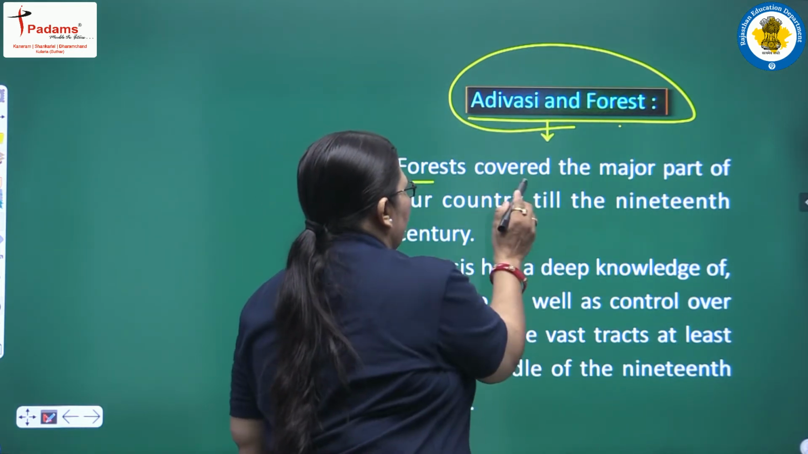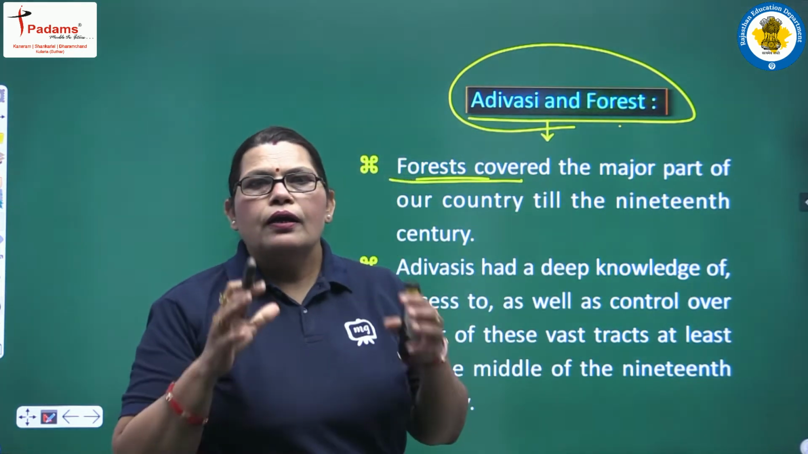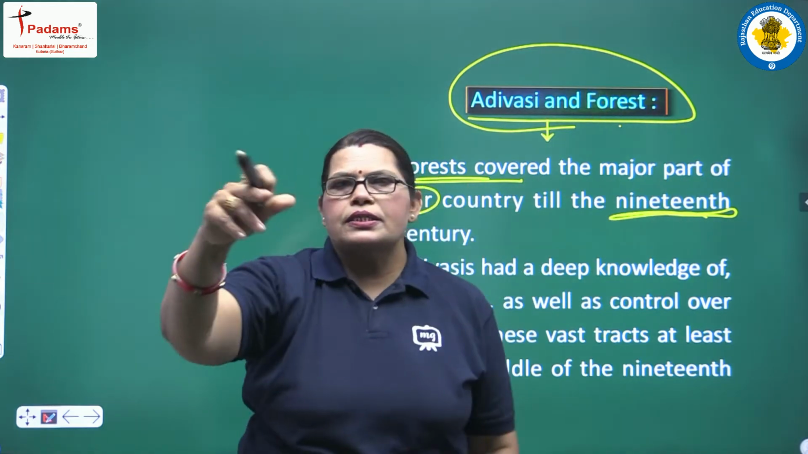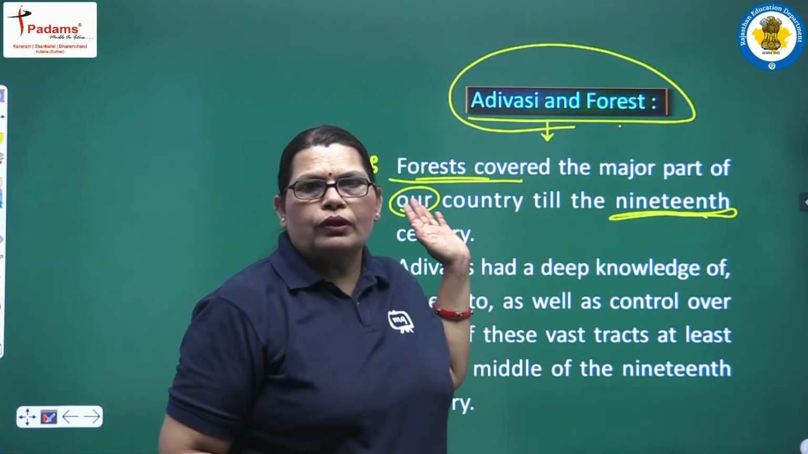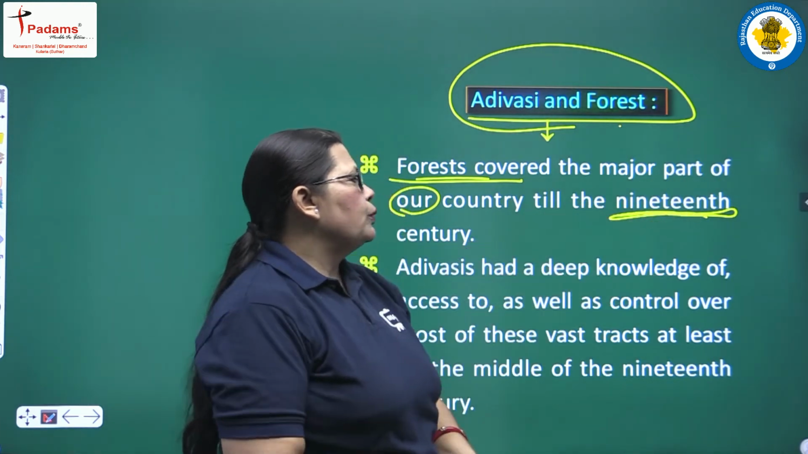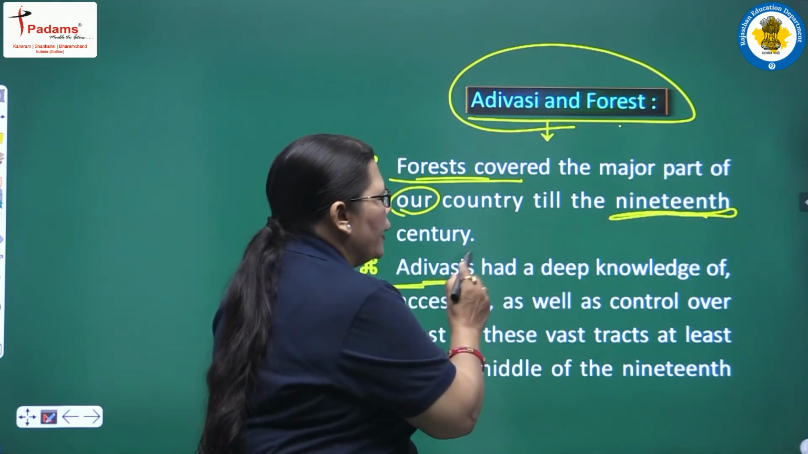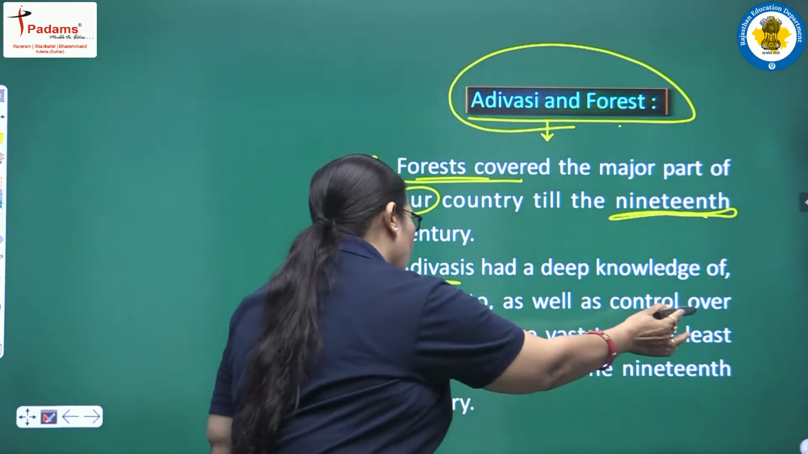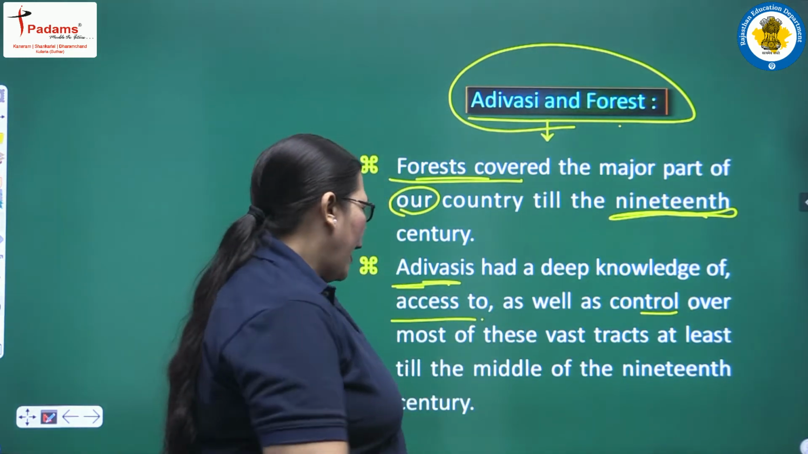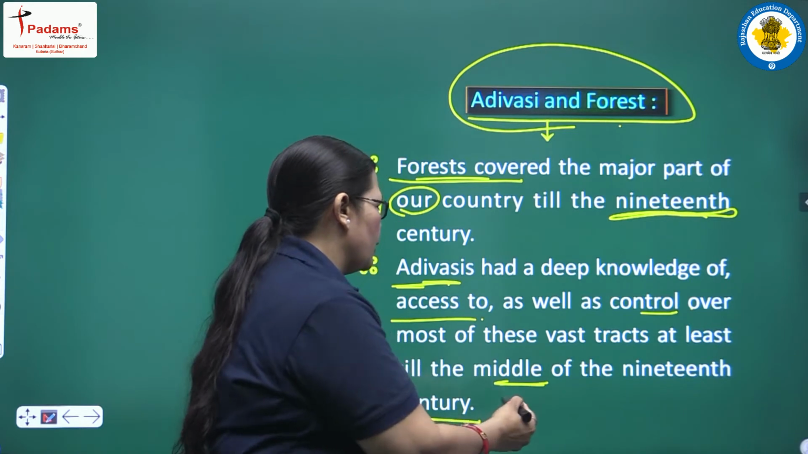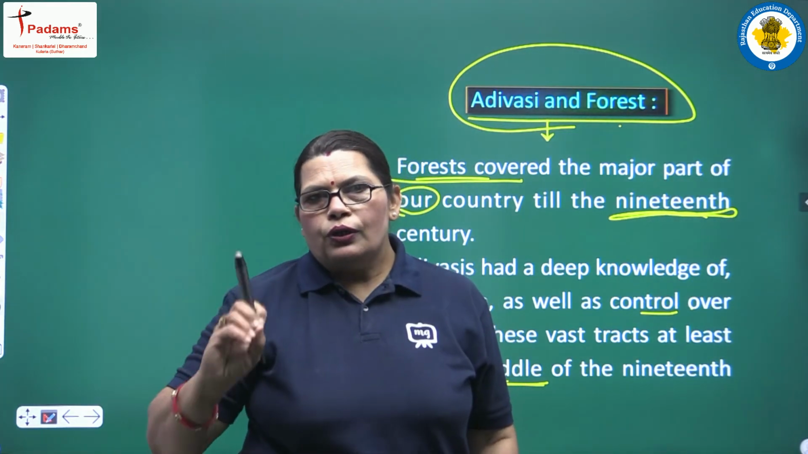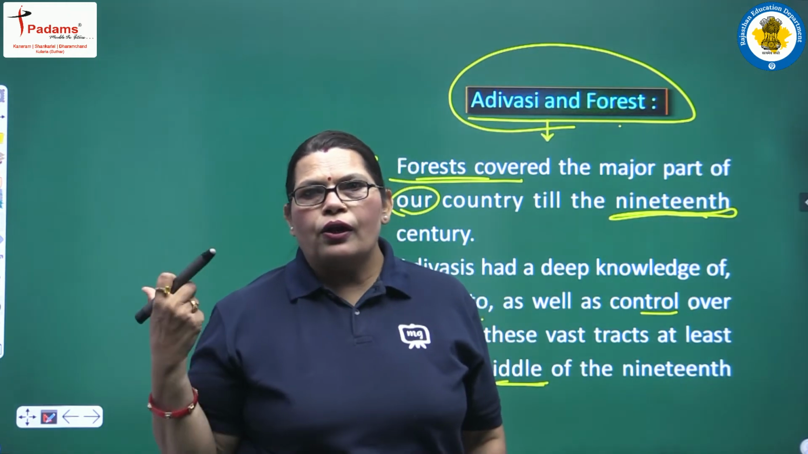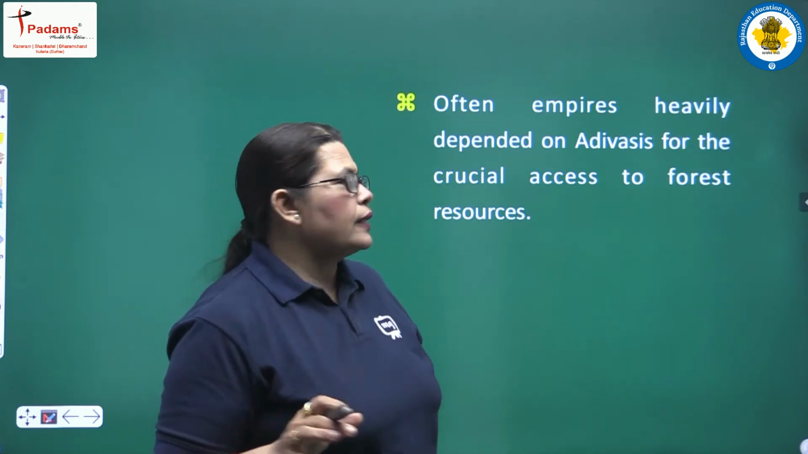Here also we are discussing that forest covered the major part of our country till the 19th century. Adivasis had a deep knowledge of access to, as well as control over, most of these vast tracts, at least till the middle of the 19th century. Yes, Adivasis had a deep knowledge about the herbs, the shrubs, and the different things taken from the forest. So they had that much knowledge.